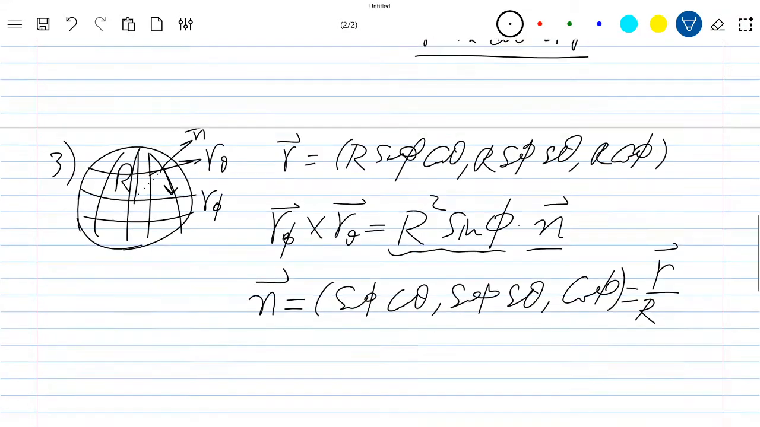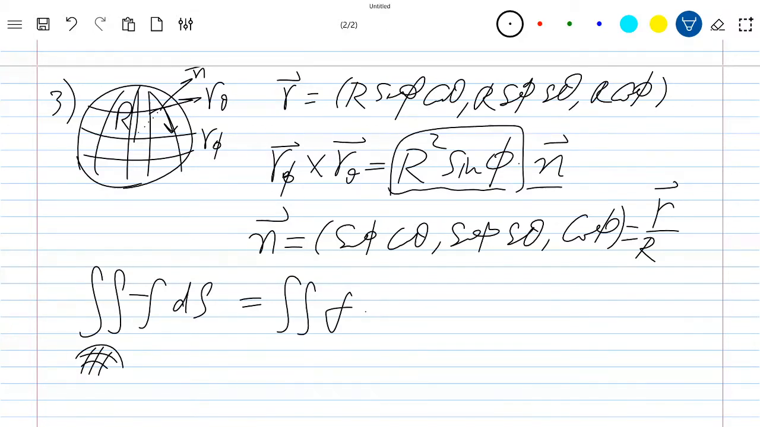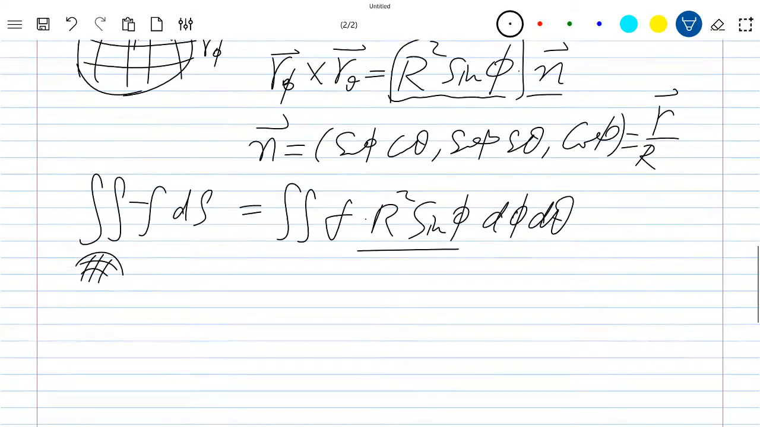So when you do the integral of f times dS, if this is a spherical surface, then this would be f times R squared sine phi times d phi d theta. And once again, we have seen this R squared times sine phi in the volume integral. It's the same thing, except there is no dr because it's a sphere. It's only a 2D surface.